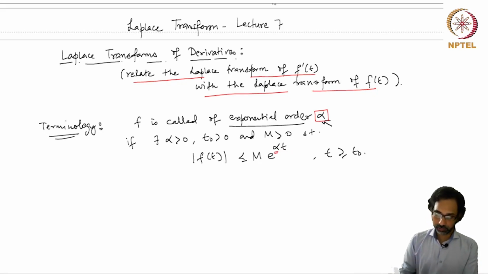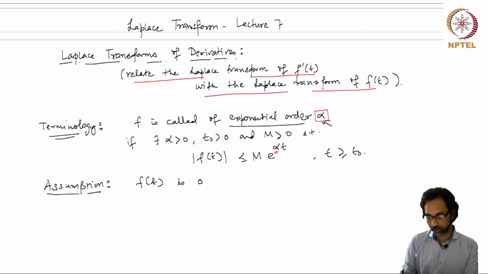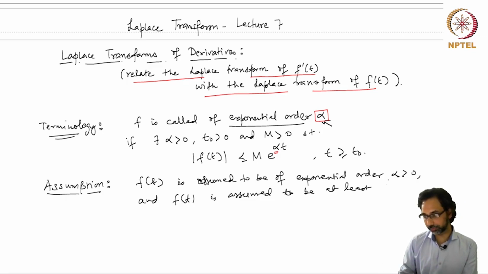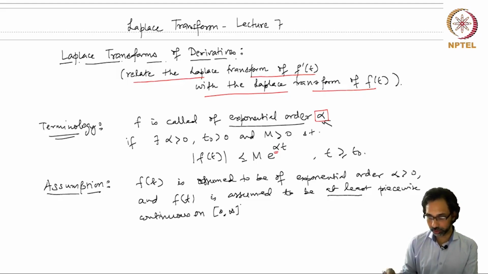So, we also assume, as in the last lecture, that f t is assumed to be of exponential order alpha for some positive alpha, and f t is assumed to be at least piecewise continuous, meaning that it could be continuous as well, but we will not look at functions which are not piecewise continuous, and this will be on the whole interval 0 to infinity.